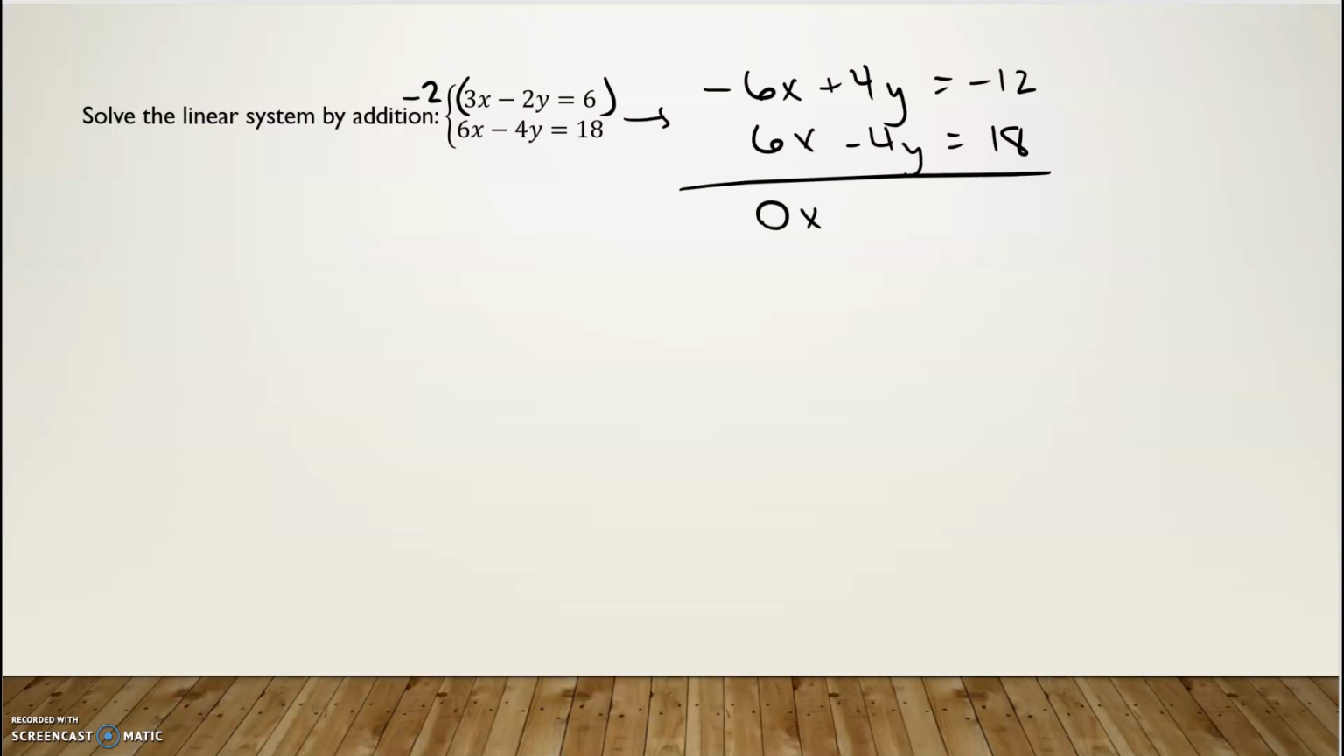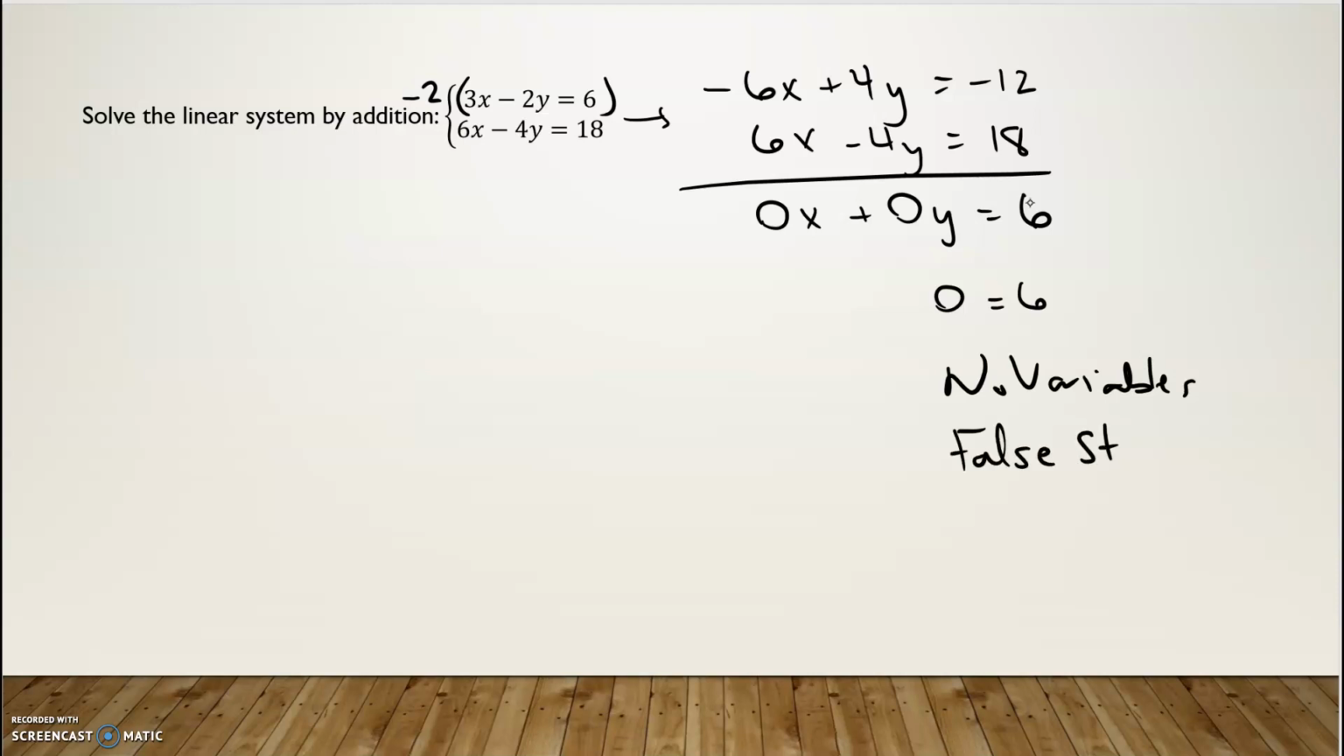Okay, so we get 0x plus 0y is equal to 18 minus 12. That gives us 6. So we get 0 is equal to 6. Notice I have no variables left over, and I have a false statement because 0 does not equal 6. So when I have no variable and a false statement, that means that I have no solution because these two lines are actually parallel.